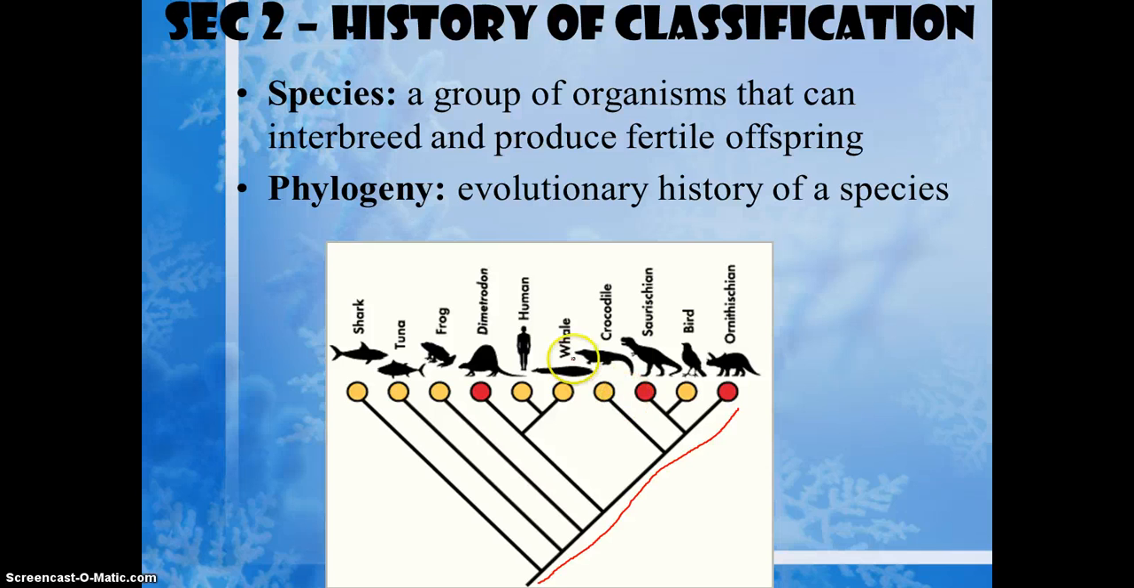And if you notice, where did humans come in? Well, looks like we branched off of this Dimetrodon. Okay? So as you can see, a phylogeny just shows evolutionary history of when a certain species developed or evolved.